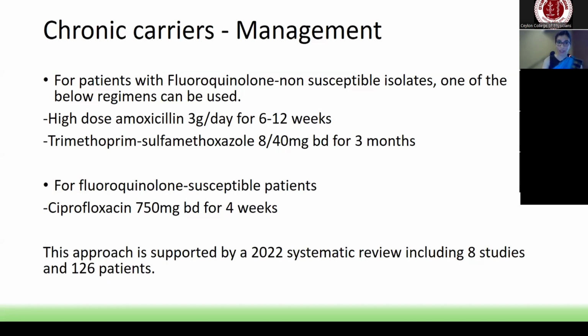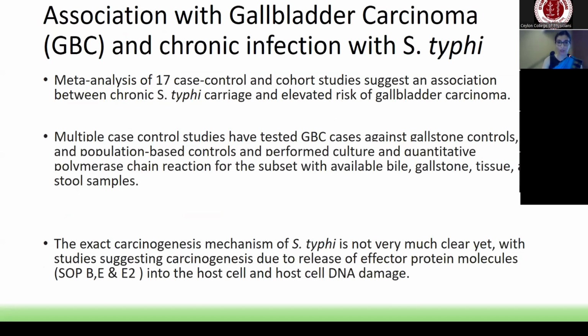Association between gallbladder carcinoma and chronic infection with Salmonella typhi. A meta-analysis of 17 case-control and cohort studies suggests an association between chronic Salmonella typhi carriage and elevated risk of gallbladder carcinoma. Multiple case-control studies have tested GBC cases against gallstone controls and population-based controls, and have performed culture and quantitative polymerase chain reaction for the subset with available bile, gallstone, tissue, and stool samples, and have found the same results.